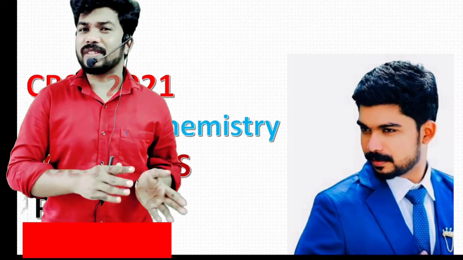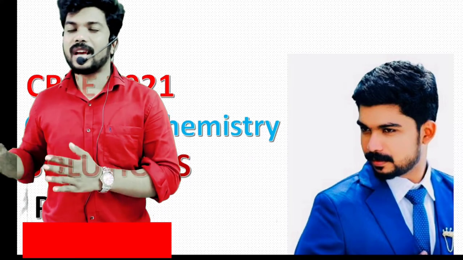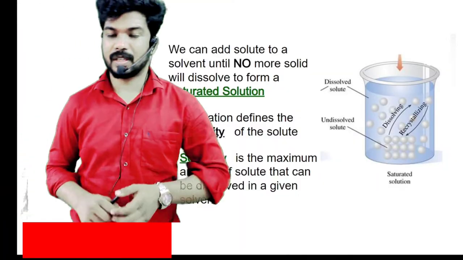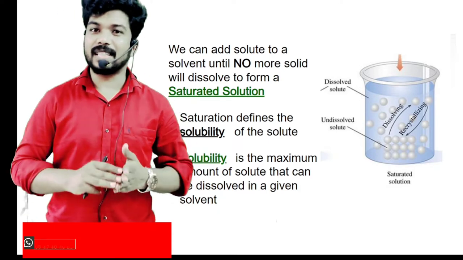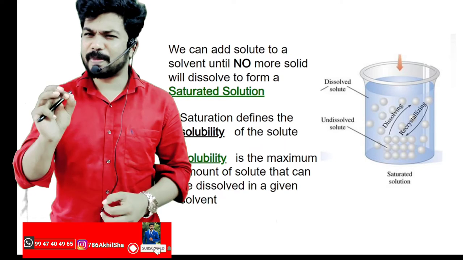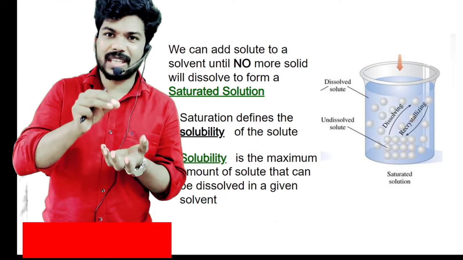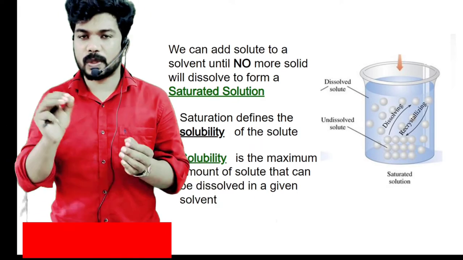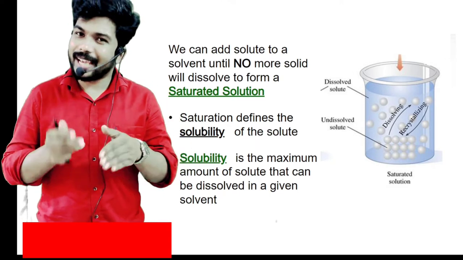So we have covered the concentration terms in the first topic, and now we are going to the next topic, that is solubility. So what is solubility? What does this solubility mean? Solubility means the maximum amount of solute that can be dissolved in a specific amount of solvent. The specific amount may be 100 gram. So the maximum amount of solute that can be dissolved in a specific amount of solvent is called its solubility.